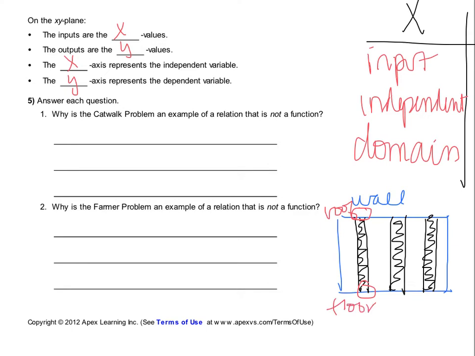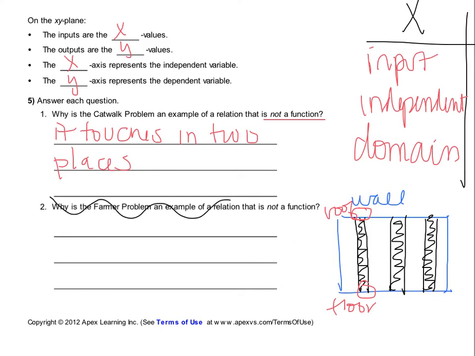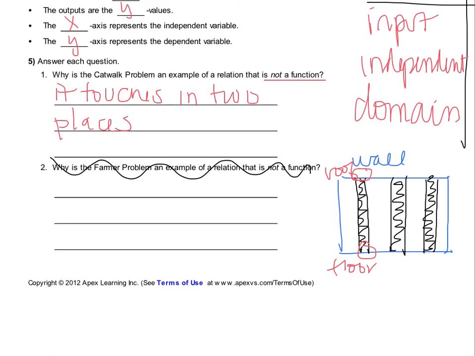So the catwalk problem is not a function because it touches in two places. So that's why the catwalk problem is not a function. You do not need to worry about the farmer problem. That's not going to be a part of your notes or a part of your quiz.